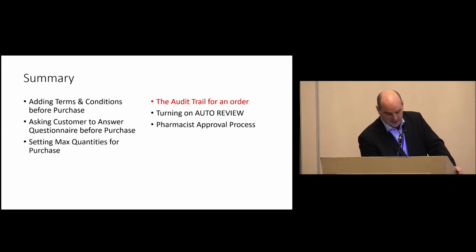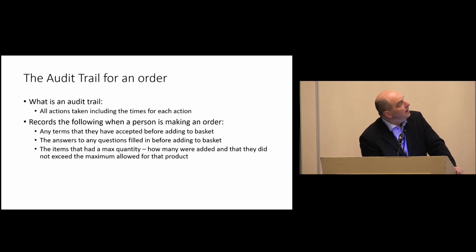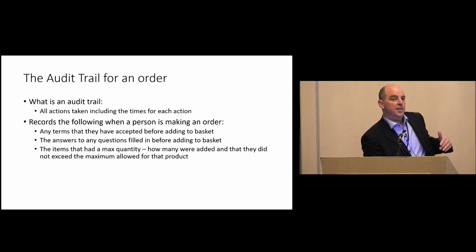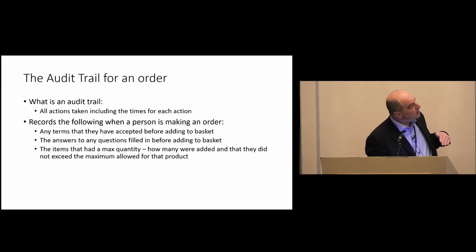So that's the first half of the presentation. The second half we're going to go into is the audit trail for the order. We're going to start with that. What is an audit trail? Every time somebody adds to basket or accepts terms, we put a line into an audit trail for that order. It records the following.